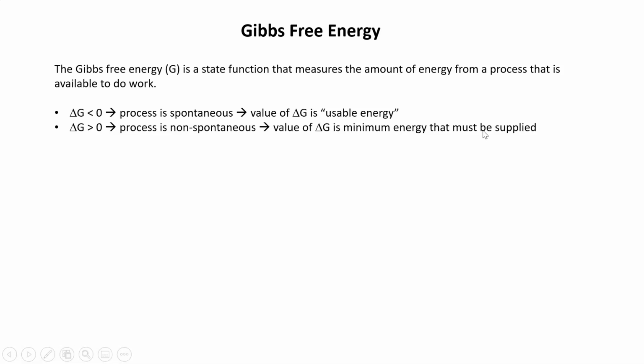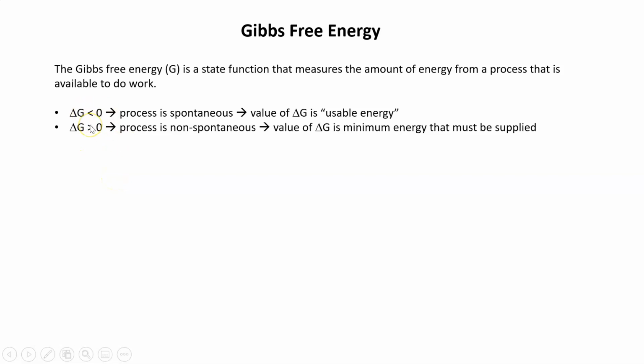Right? So this is kind of like the case where you're trying to get a refrigerator to work. You're trying to force heat to flow in the direction that the universe doesn't want it to go. And so you're going to have to put some energy in to make it happen. This is a way to calculate the minimum amount of energy that would have to be supplied for a given process when the change in Gibbs free energy is greater than 0.